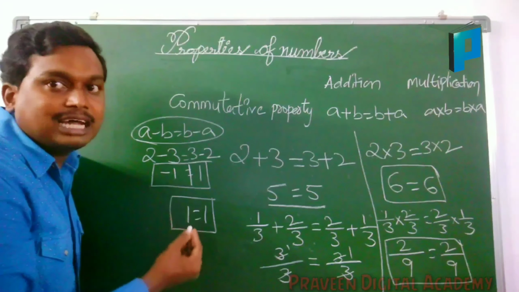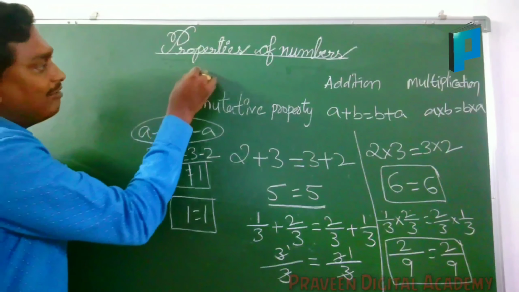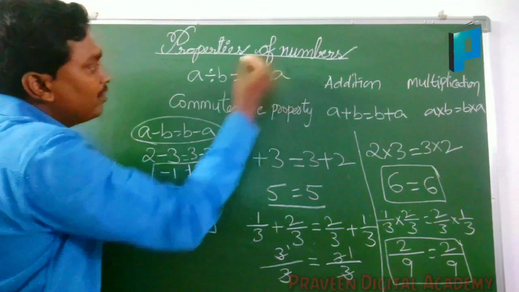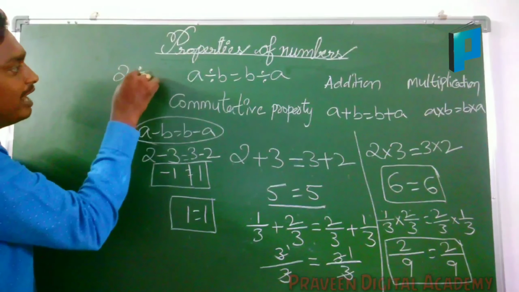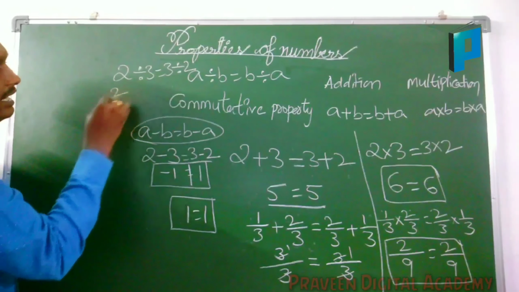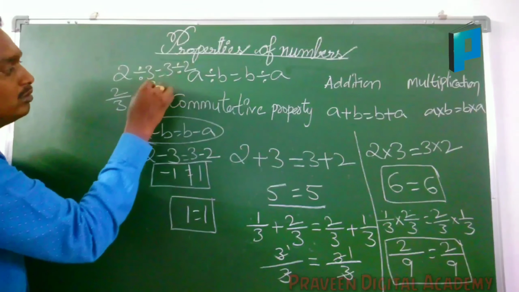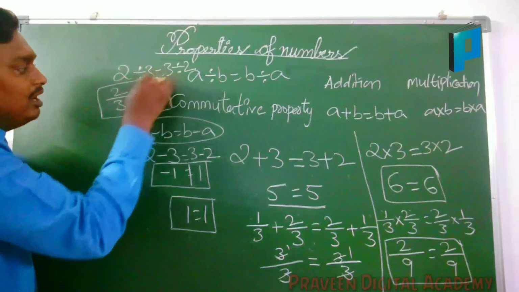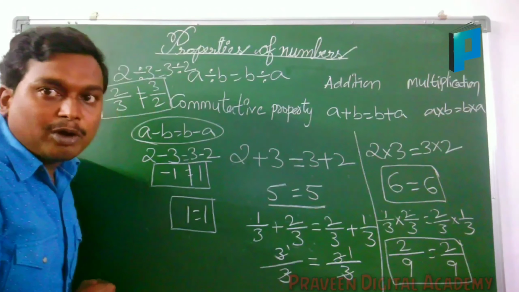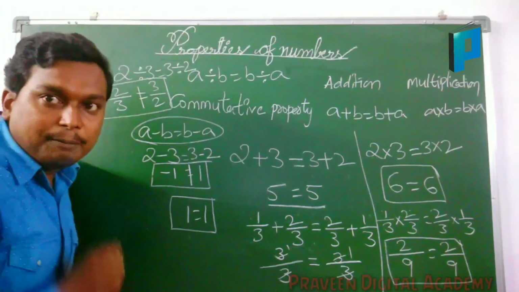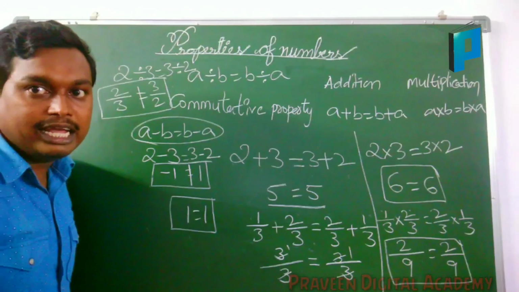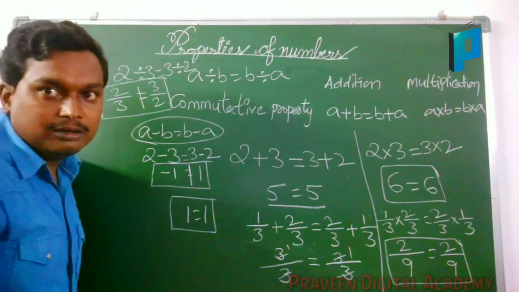Let me take one more example for division also. Here if you have a divided by b is equal to b divided by a. I will take the same example. 2 divided by 3 is equal to 3 divided by 2. What is 2 divided by 3? 2 by 3 is equal to 3 by 2. Can I say these both are equal? No, we cannot say these both are equal. So, in the commutative property, in this way, we can prove that the commutative property is not possible for subtraction and division.